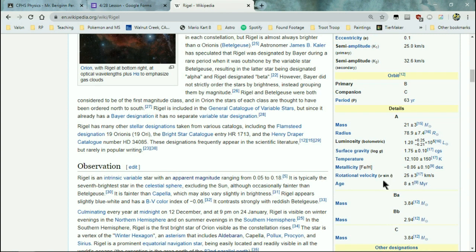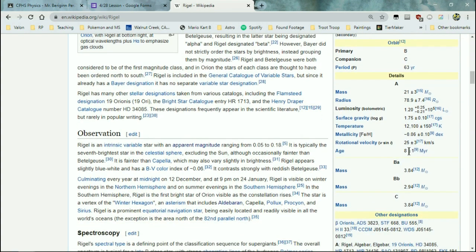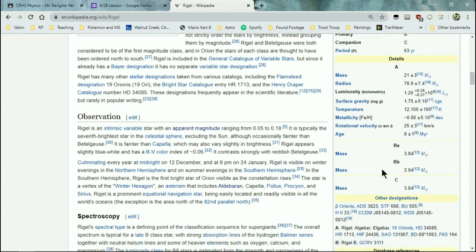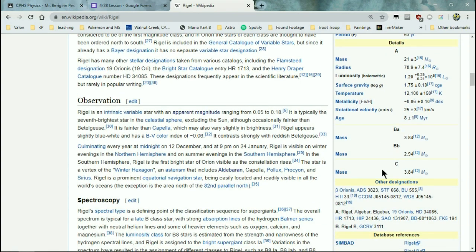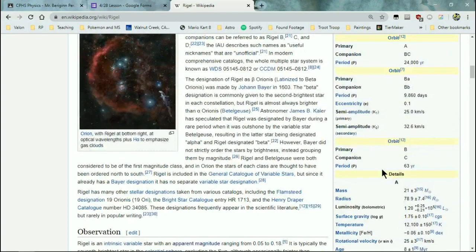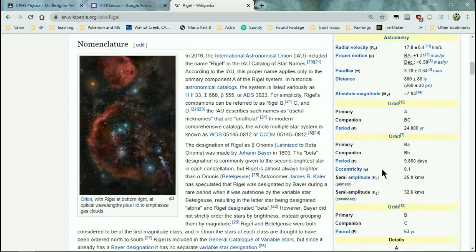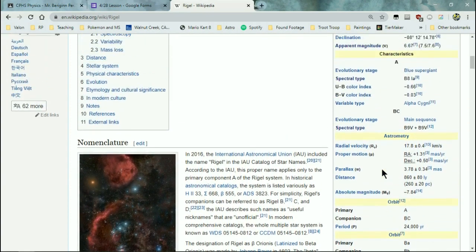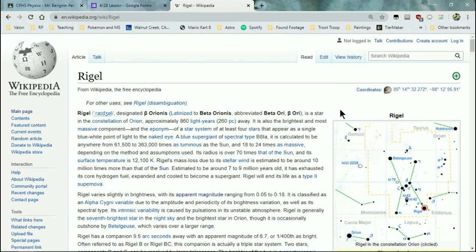But you can see we also have how fast it's rotating, so 25 kilometers per second, and also how old it is. So this star is only about 8 million years old. It says only, but well, it is only, actually. Anyway, you can see all these sorts of terms here. Oh, this is a binary star system? Very interesting. Oh, wait, it's a blue supergiant. Hey, whatever. Doesn't matter.